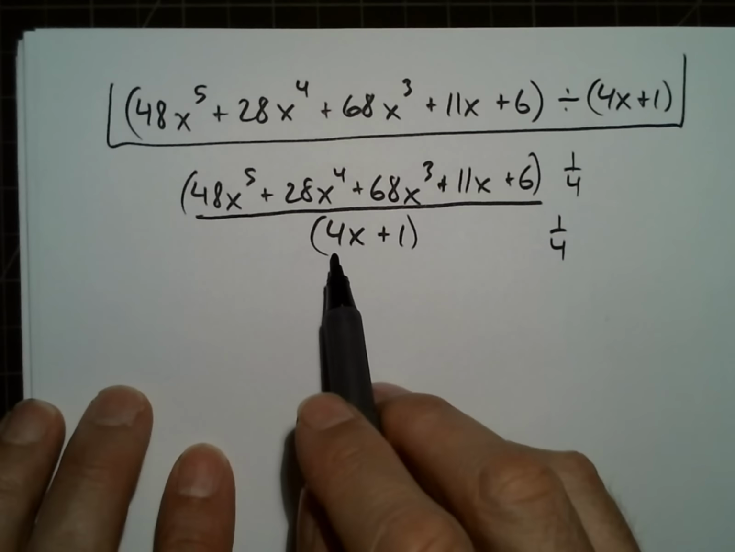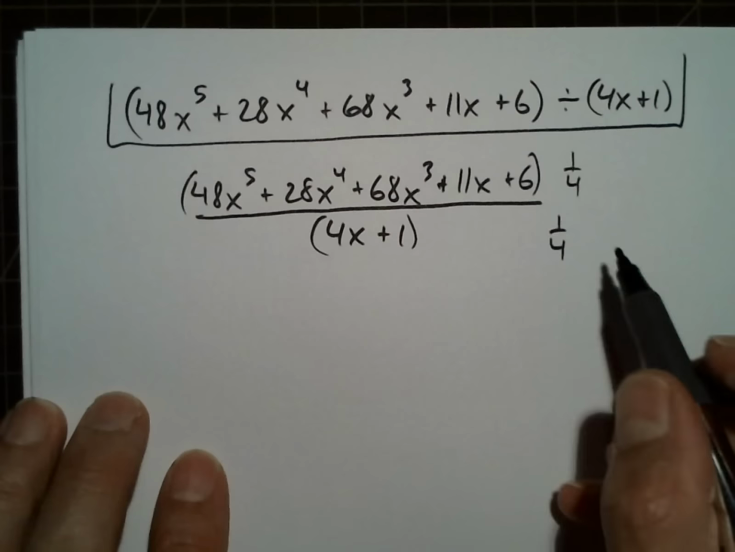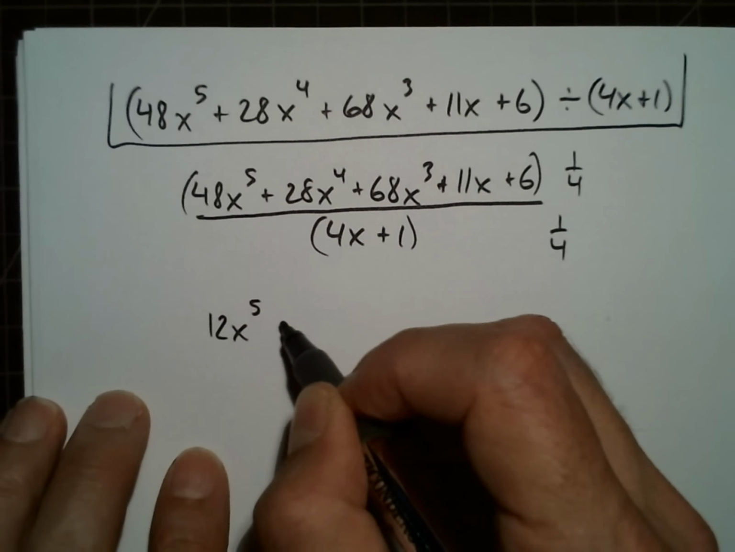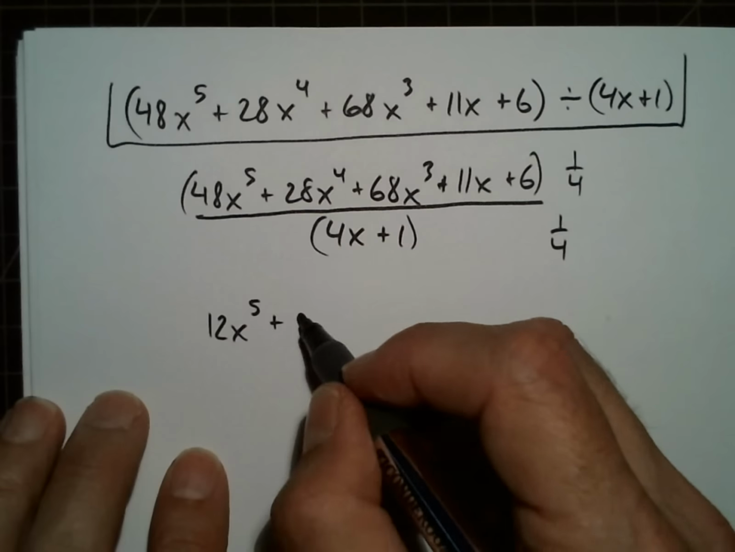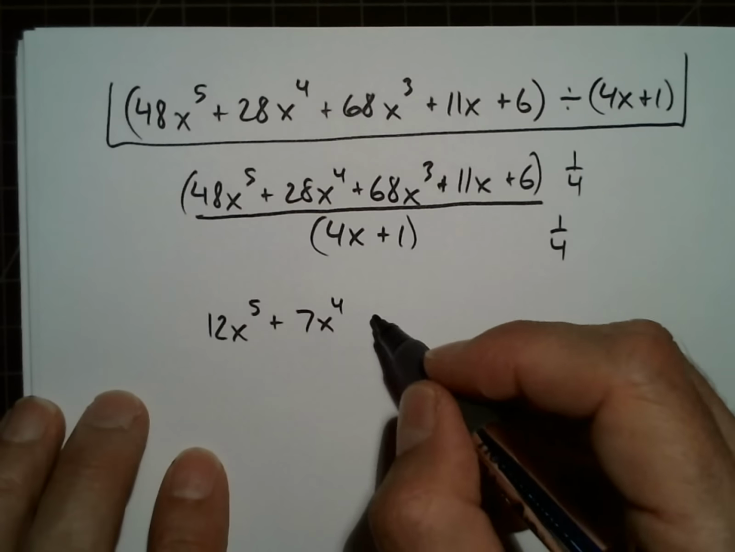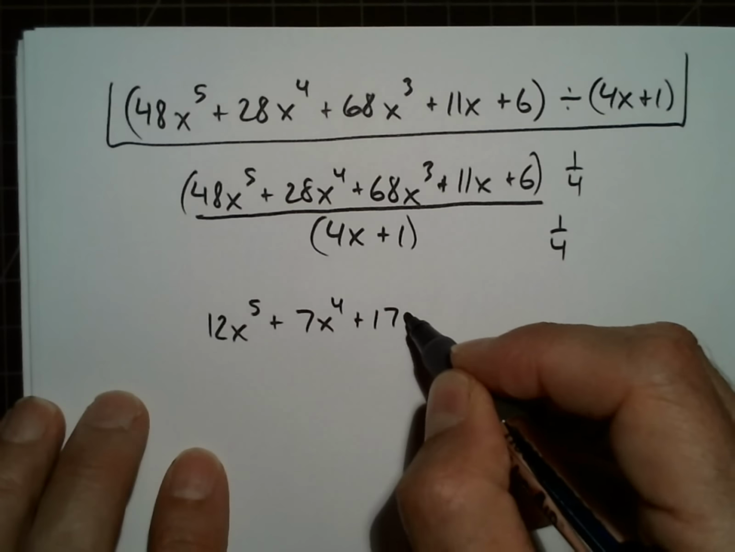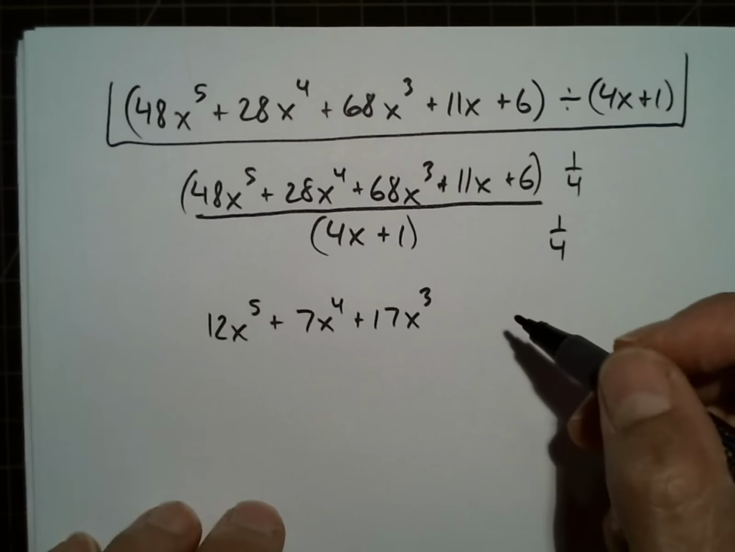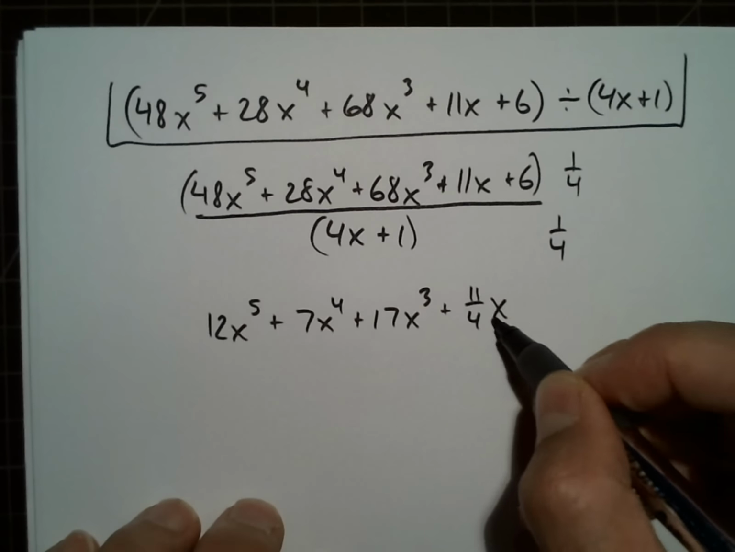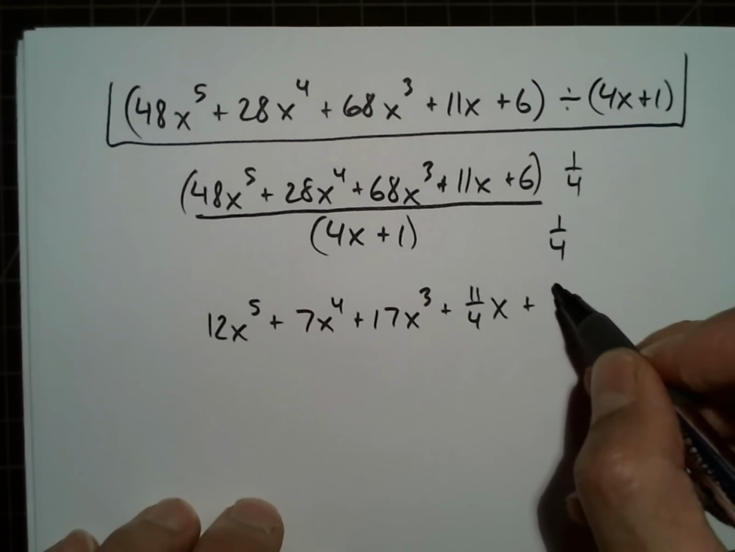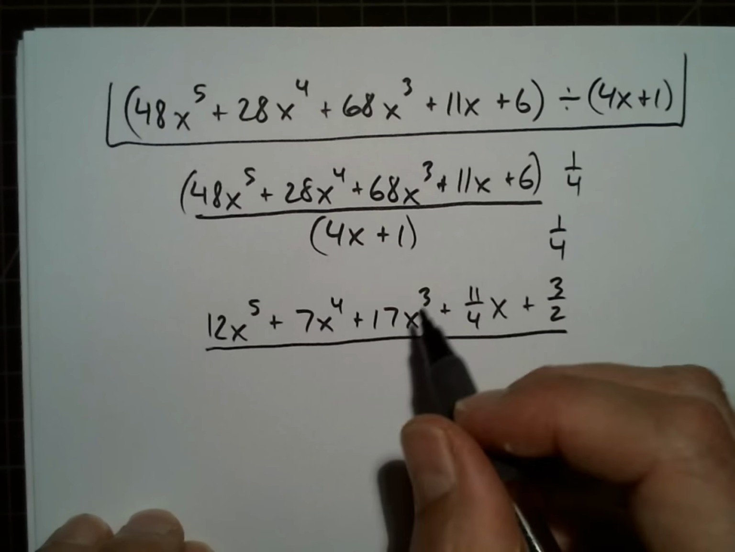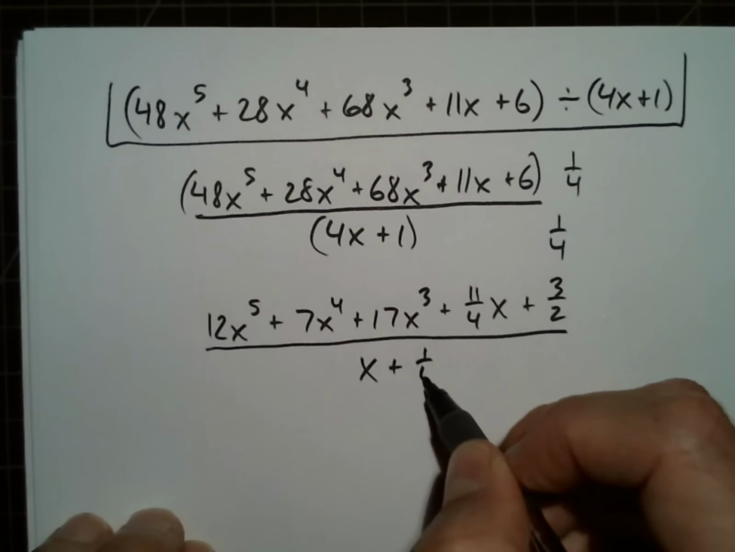We need this to be a 1, so we'll multiply by 1/4. So 1/4 times 48. Divide by 4. Divide by 4. Divide by 4. And divide by 4. 6 over 4, we just say 3 over 2. And that's divided by x plus 1/4.